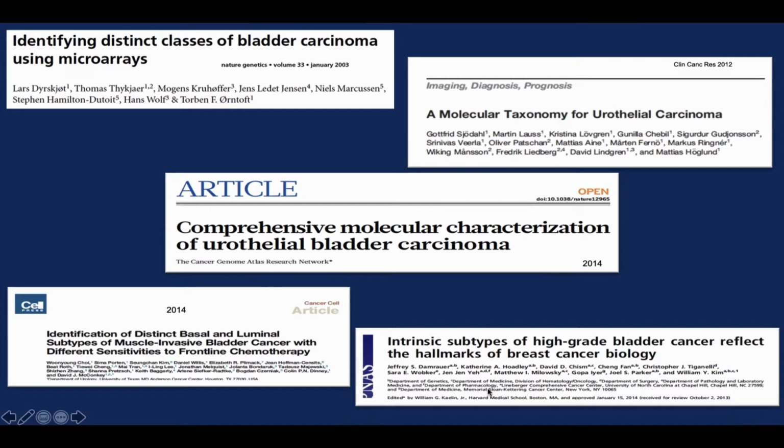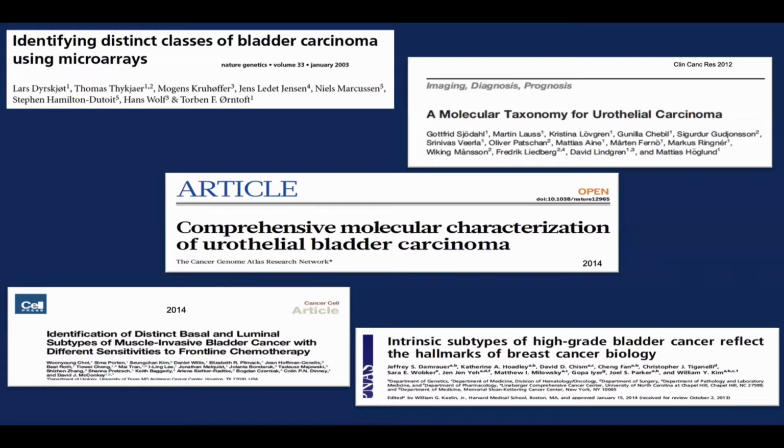And the group down here in the bottom right, Billy Kim's group in the University of North Carolina, they drew immediate parallels to the breast cancer world, where subtyping had been established for 20 years and actually is clinically relevant in daily practice.